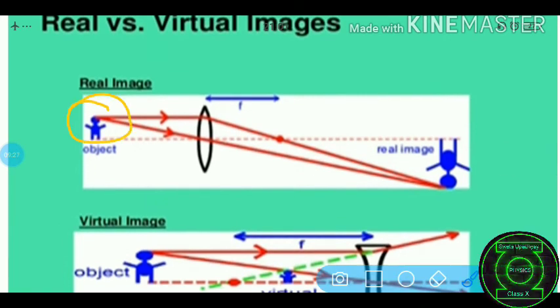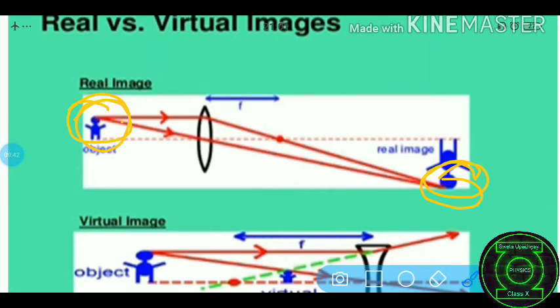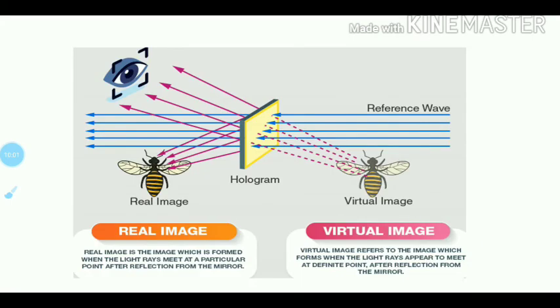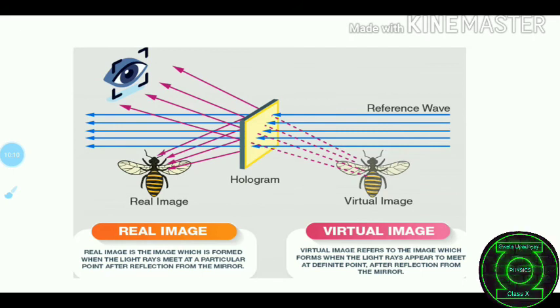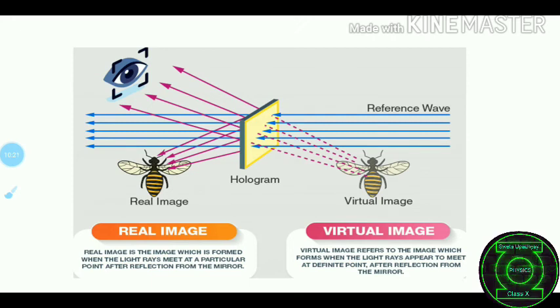This was our object, and this is our image. The head of the image is pointed in the downward direction. Such types of images are called inverted images. Now, the difference between real and virtual images. As you can see in the diagram on the screen, it will be more clear. A real image is formed due to actual intersection of the rays refracted by the lens. A virtual image is formed when the rays refracted by the lens appear to meet if they are produced backward.